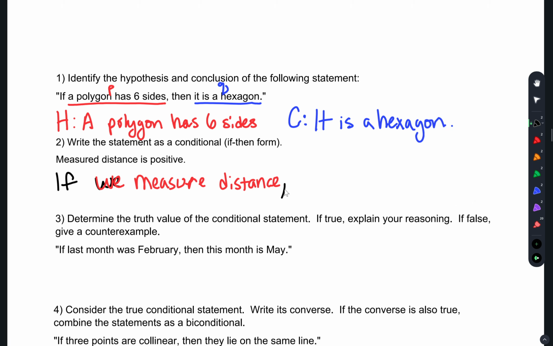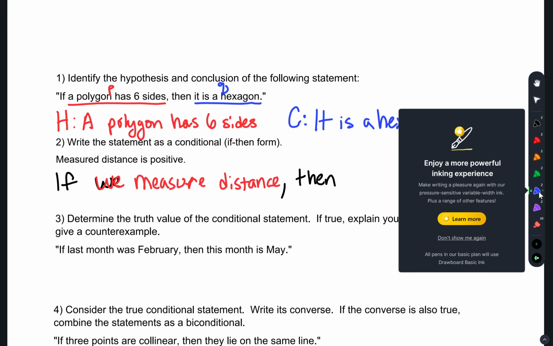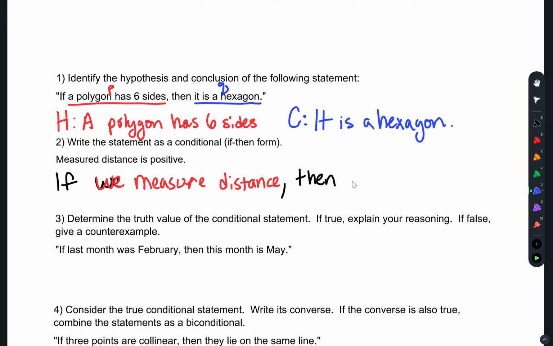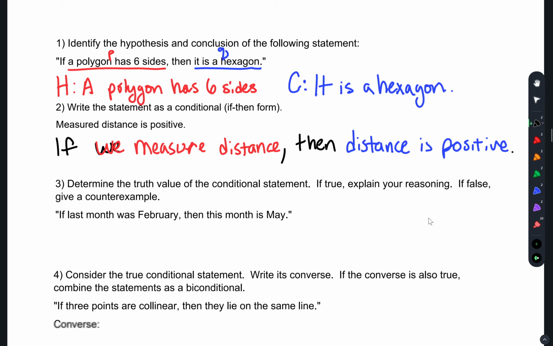Conclusion, what's our conclusion? Then, go ahead. The distance is positive. True statement, right? Distance is always positive. There we go. I put a period at the end here. Punctuation, capitalization, all good things. If we measure distance, then distance is positive.